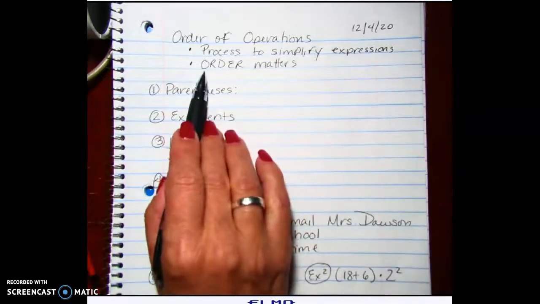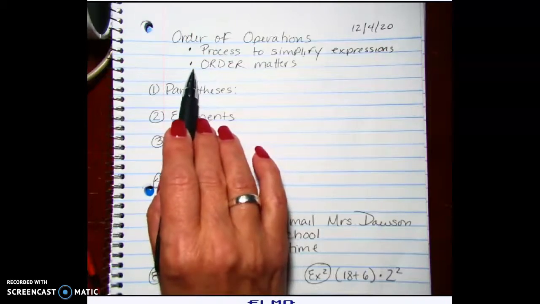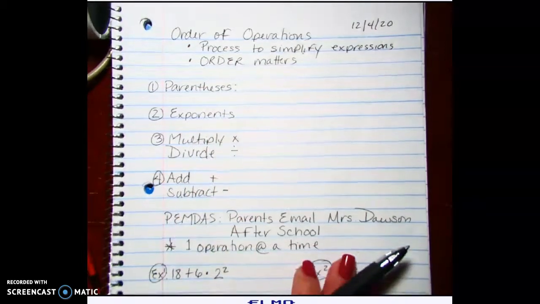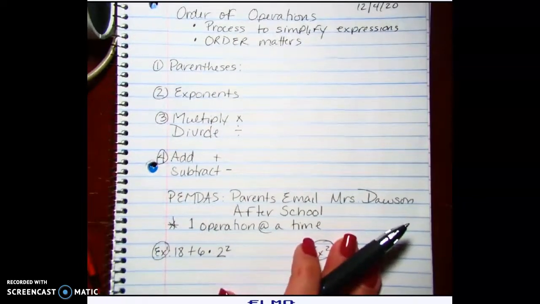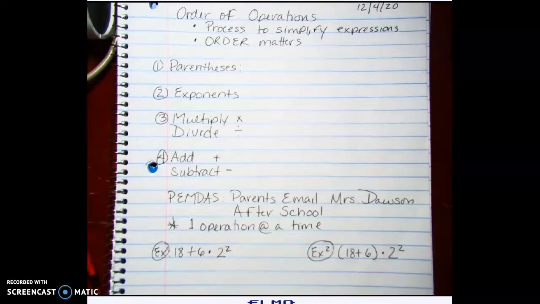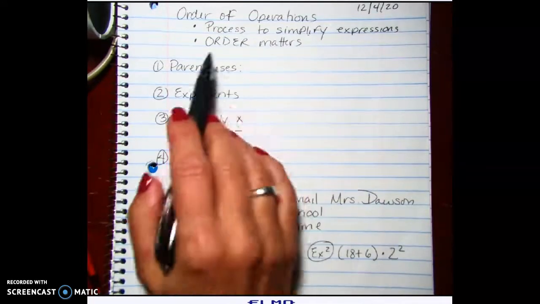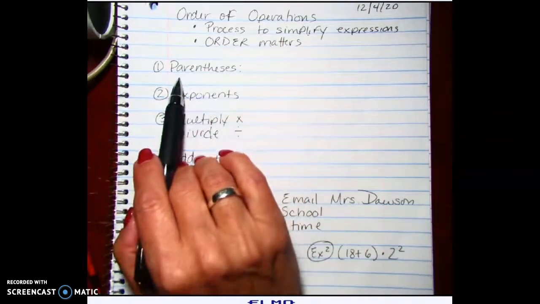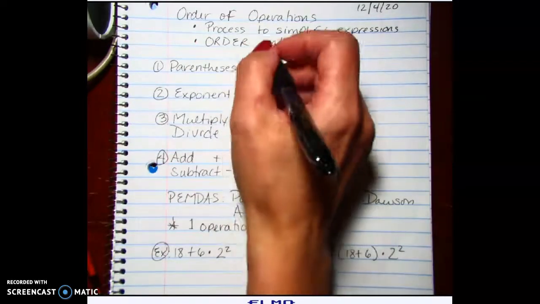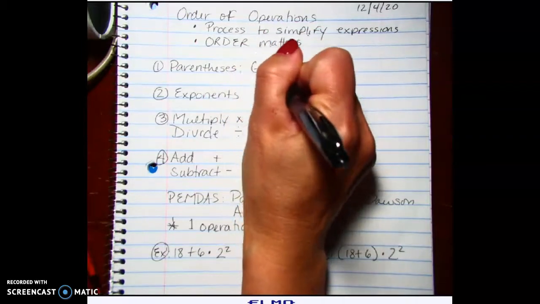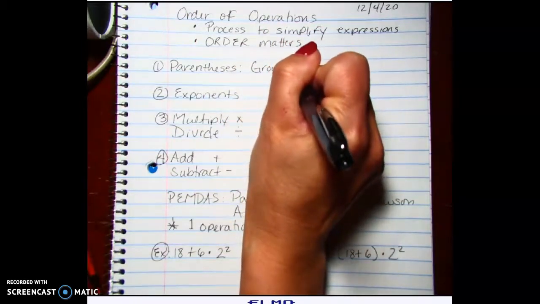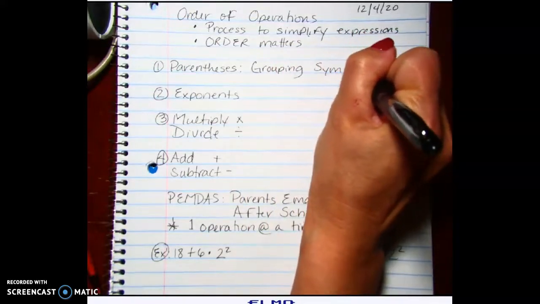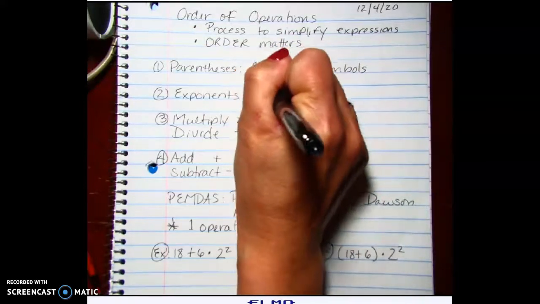And then I definitely put in this very important information that order matters. If you do not follow the order, you will not get the correct answer. So when we're doing a multi-operational problem, we start by looking at parentheses. Parentheses is a grouping symbol. So we're going to take a look at all the grouping symbols that you may see. Of course, there's parentheses.